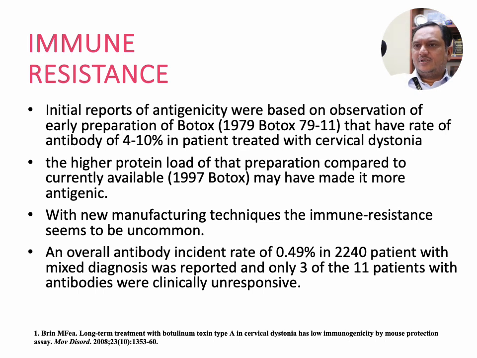Initial reports of antigenicity were based on observation from the early preparation from 1979, called 1979-11. That was from Ed Schantz's lab, and that had a rate of antibodies of 4 to 10% in patients treated for cervical dystonia. The higher protein load of that preparation compared to the currently available 1997 Botox preparation, and there may have been another revision that may have made it more antigenic for the older one and less antigenic for the newer ones. And newer manufacturing techniques seem to have reduced the risk to 0.5%. So really, really low if you know what you're doing.